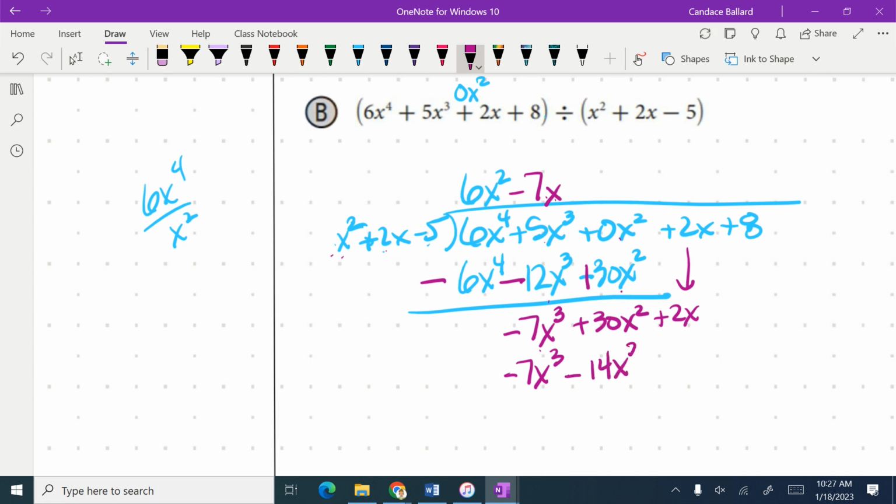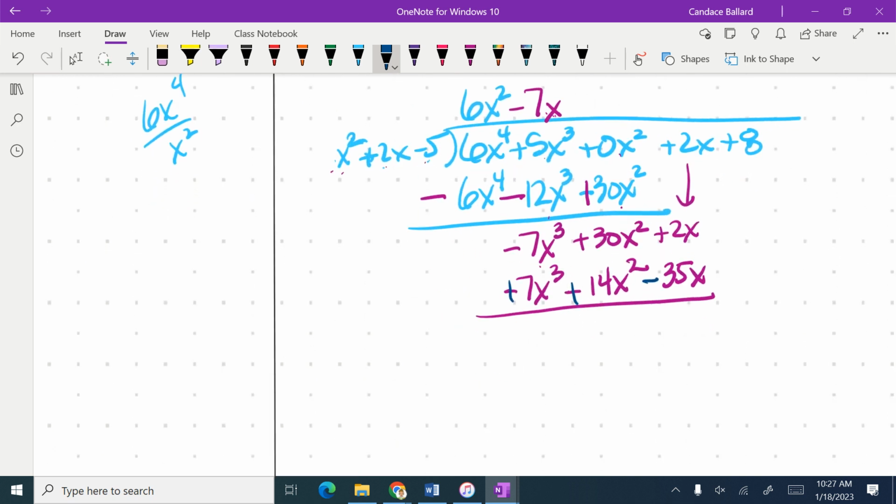Negative 14x squared. Good. Negative 7x times negative 5 is? 35x. Perfect. All right. What do I have to do? Change the sign. So plus, plus, minus. Not done yet, right? I've got to keep going until I've run out of stuff here. The good news is it's not like decimal points where we can keep going and going. Once I run out of polynomial, I know I'm done.